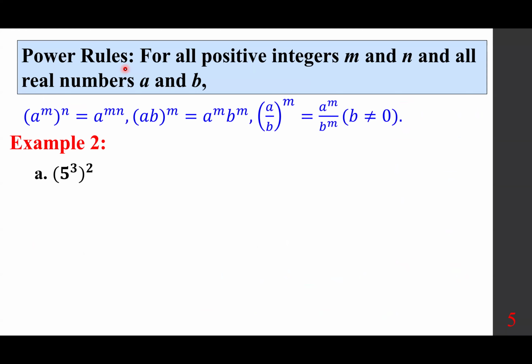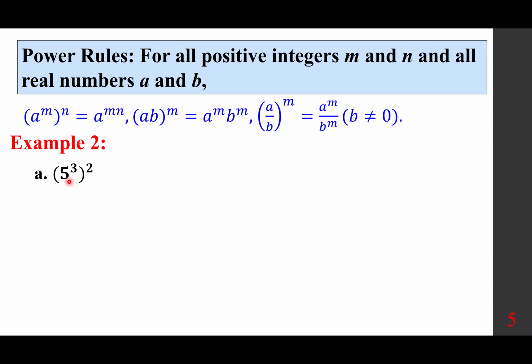Our rules for all positive integers m and n and all real numbers a and b: a to the power of m, to the power of n, you just multiply the exponents, a to the power of mn. If it's ab to the power of m, you just raise each one to the power of m. And if it's a over b to the power of m, again, you raise each one to that power.